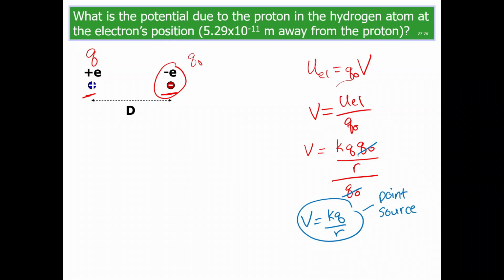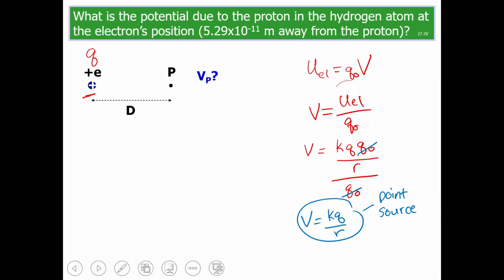So for our point source there, what we're doing in this case is picturing that we have eliminated Q0 from the problem. All I want to know now is the potential at the point in space where that electron would be. So this is dependent only on my source charge. That's what makes electric potential different from electric potential energy, because it's dependent only on the source.